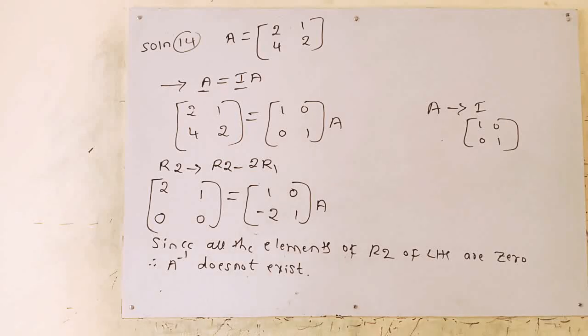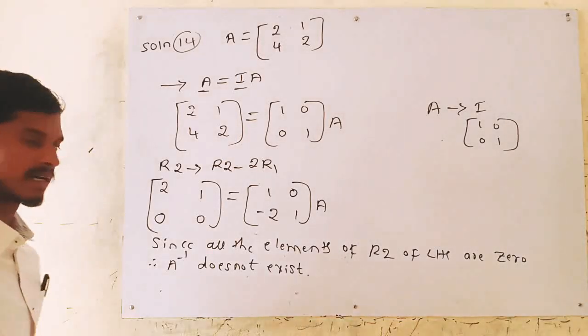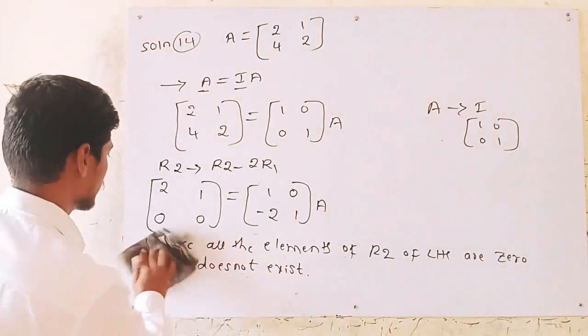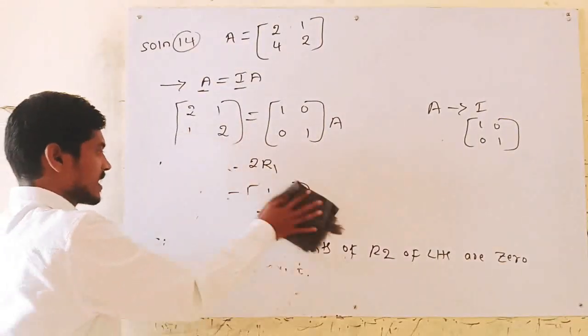Go for the 15th, 16th, and 17th. Those are 3 cross 3 matrices. So now, 3 cross 3.